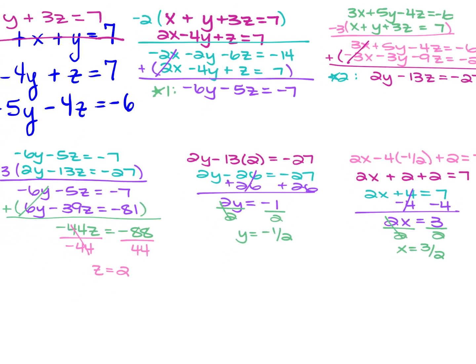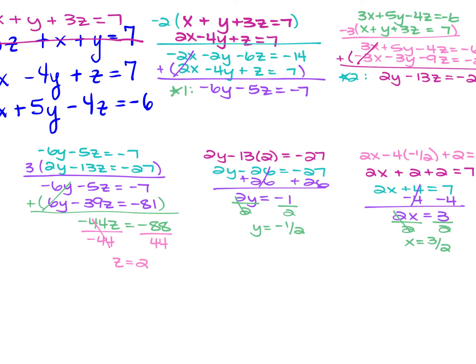So again, you are going to write your answer as an ordered triple. So your x is 3 over 2, your y is negative 1/2, and your z is 2. So as an ordered triple, you're going to have x comma y comma z. That's going to give you 3/2, negative 1/2, positive 2.